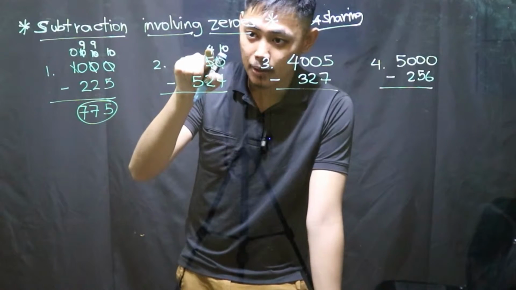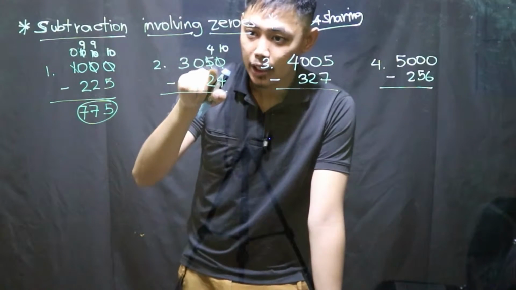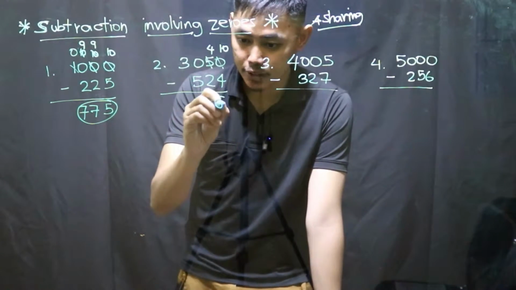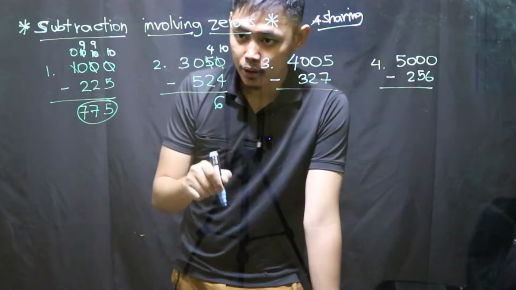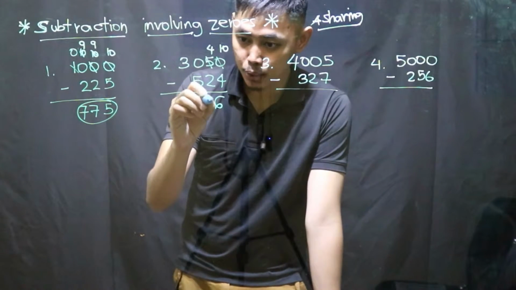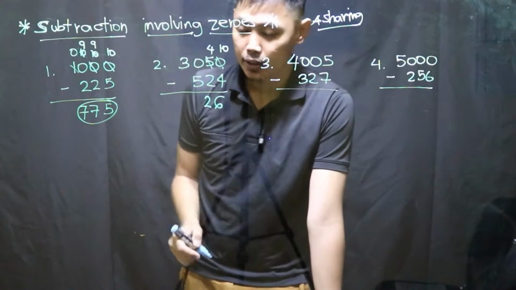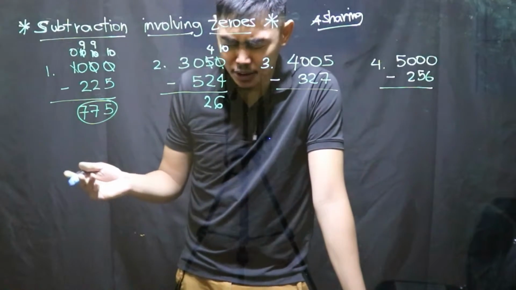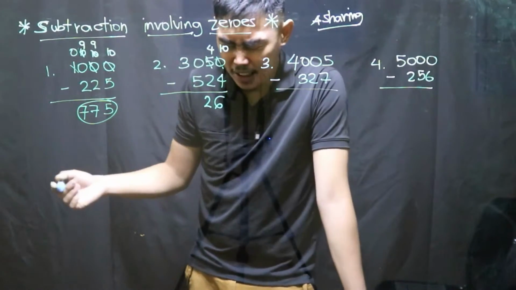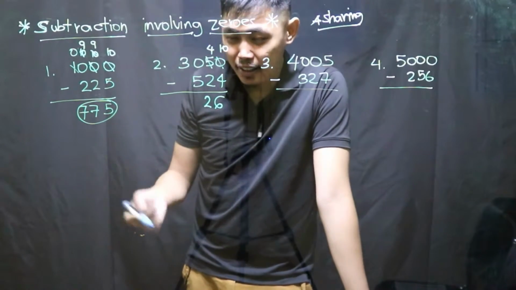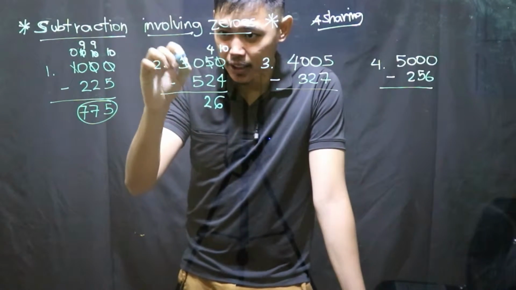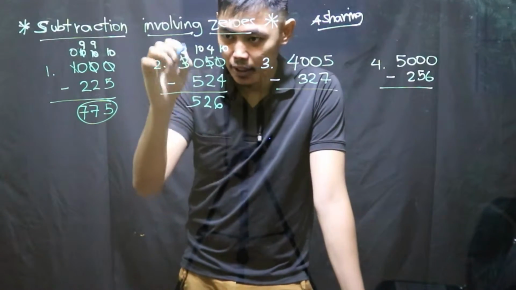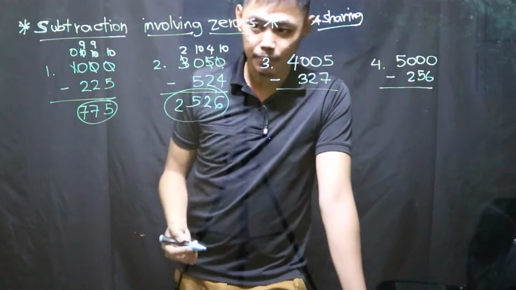You stop here, and then 10 minus 4, that would be 6. Then 4 minus 2, that would be 2. And then 0 minus 5, this time 0 will continue to ask, this number will ask 3. Can you give me something, 3? And then 3 will say, oh sure, I'll give you 1. Then this would become 10. 10 minus 5, that would be 5. And then bring down 2. So this is our answer.